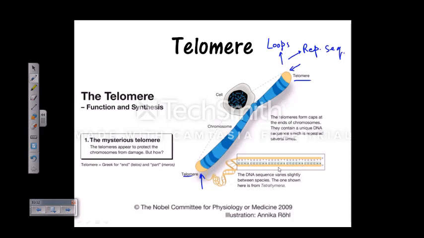Not only do they have this repeated sequence, but they also have a loop formation with the DNA at the terminal of this repeated sequence. So this sequence is kind of fixed, but it varies slightly from species to species. As you can see here, this one is from Tetrahymena, and for humans it is slightly different, but they have a repeated sequence in all the different species.